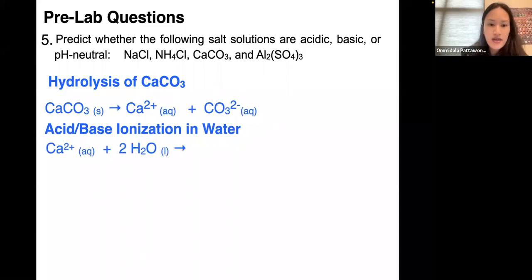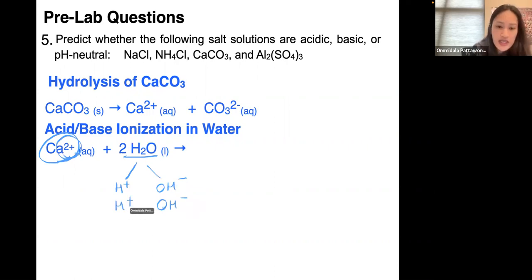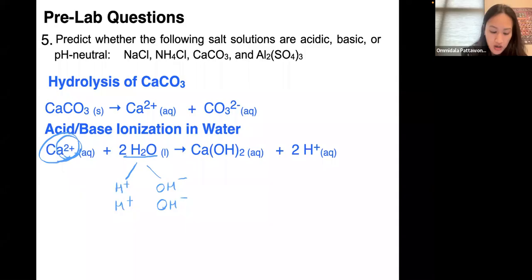So I'm going to react the calcium ion with water. Note that I'm going to use 2 waters. The reason for that is that the charge of calcium is 2 plus. If you think about it, each water contains 1 proton and 1 hydroxide, and since this is 2 plus, you need 2 hydroxides to balance the charge. So in this case, you end up producing calcium hydroxide, with 2 hydroxides from there, and then the other species that we did not use would be the protons.